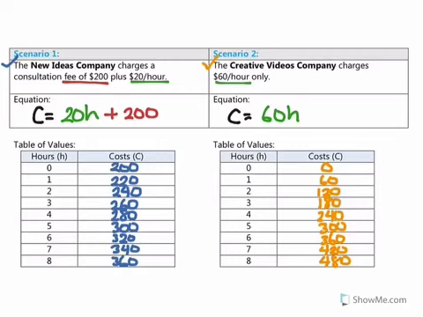Now remember that your graph needs an independent variable and a dependent variable. So we have both of our variables here and here. Do you remember how to know which one is independent and the dependent? Well, the dependent is going to depend on the other one. So the cost is going to be the dependent because the cost depends on how many hours you hired this company for.